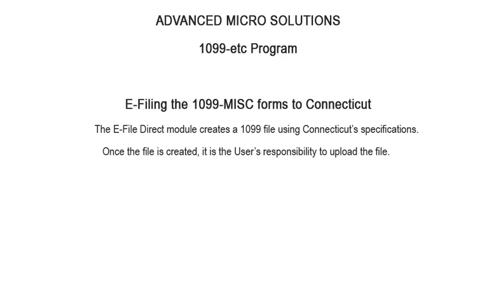This tutorial covers e-filing the 1099 miscellaneous forms to Connecticut. The e-file direct module creates a file using the Connecticut specifications. Once the file is created, it is the user's responsibility to upload the file. Please note, Connecticut may require a pre-registration process. Please contact the state for more information.